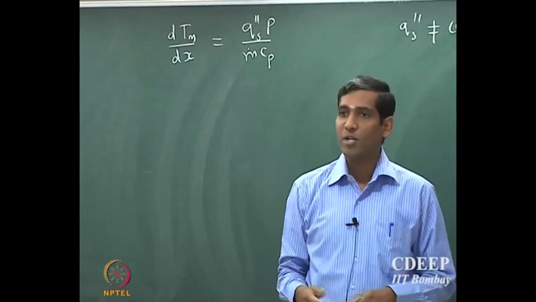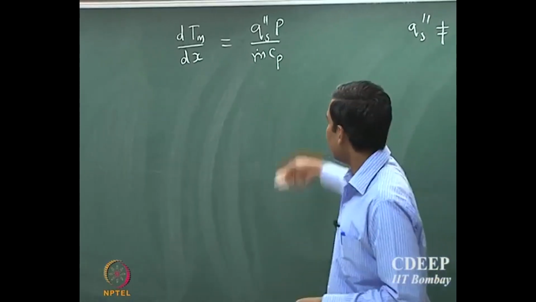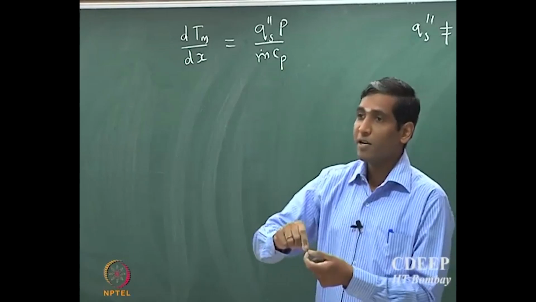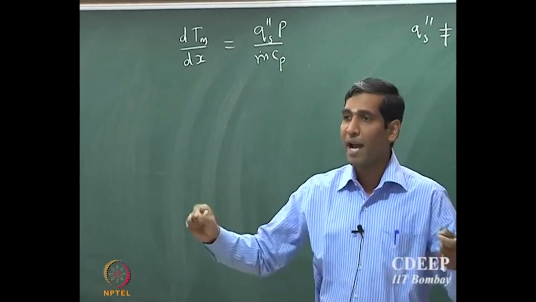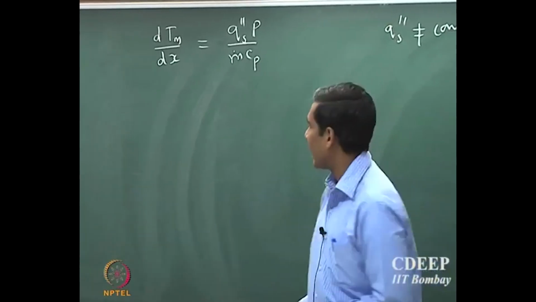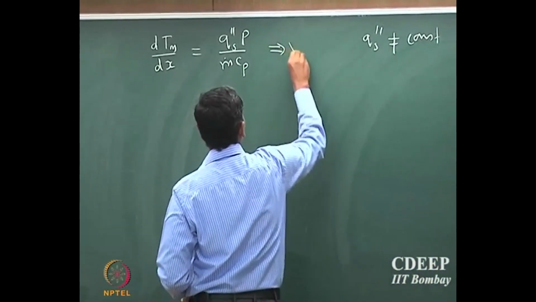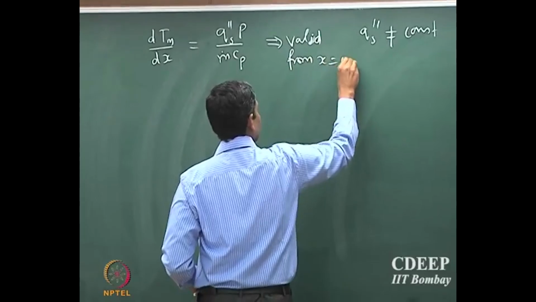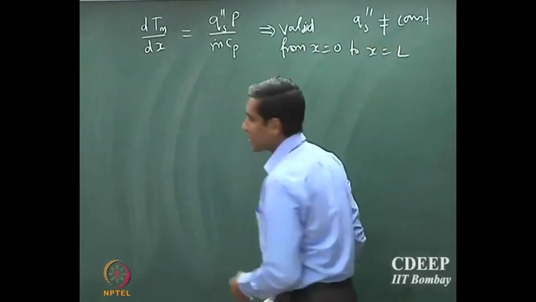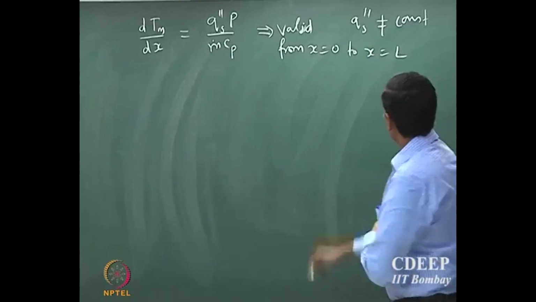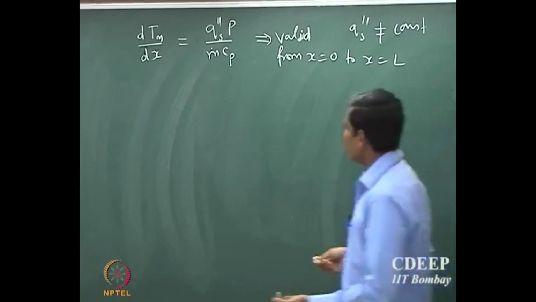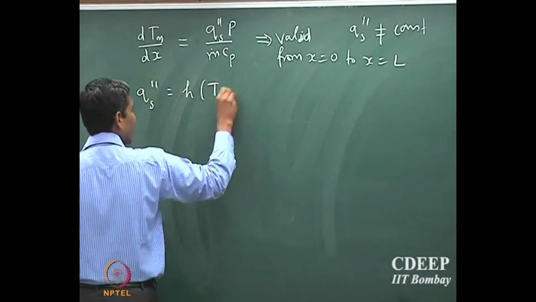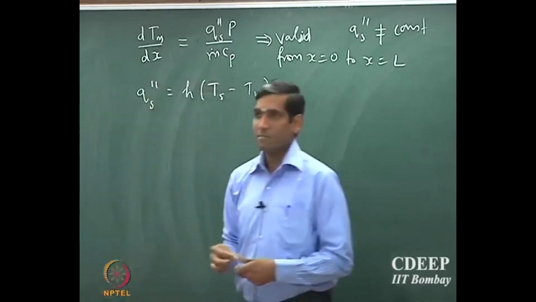In the last lecture we showed what the mixing cup temperature profile is for the constant flux case. This equation is valid for every location in the pipe. It is a general balance which we wrote from x equal to 0 to x equal to L. Okay. So, the flux is not constant. However, from Newton's law of cooling, we know that the flux is h into Ts minus Tm. Okay. That is by definition, right.